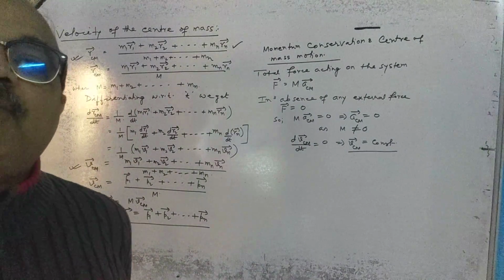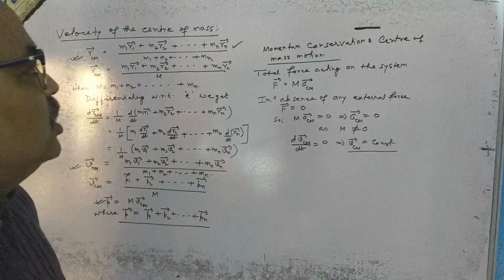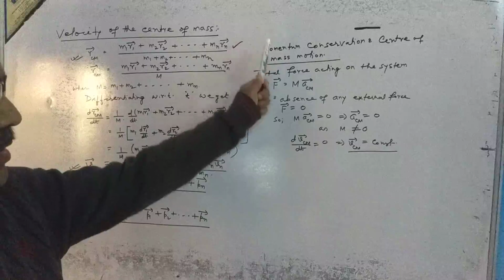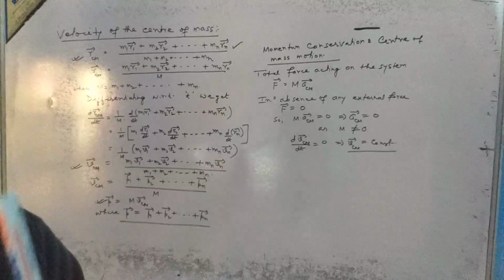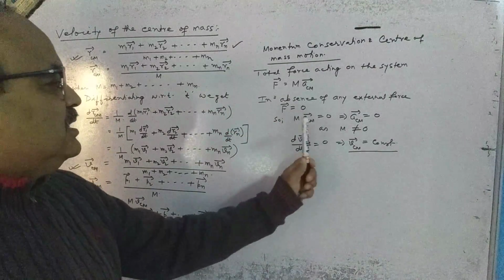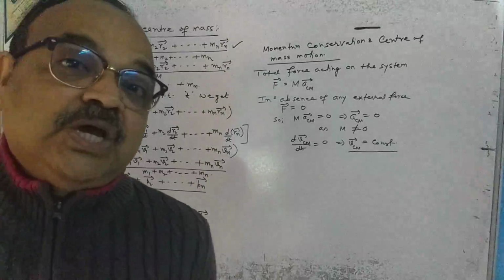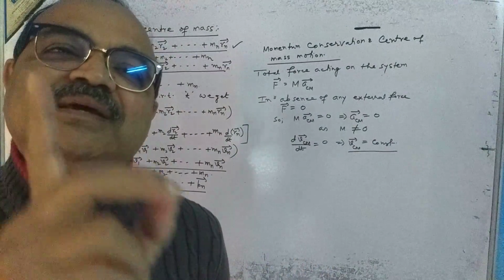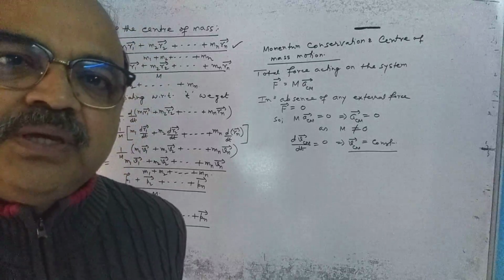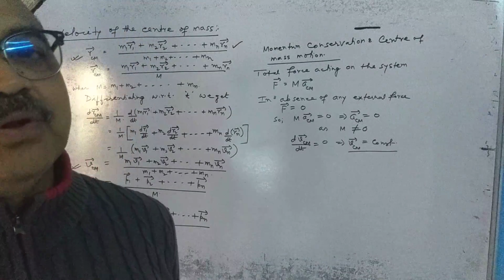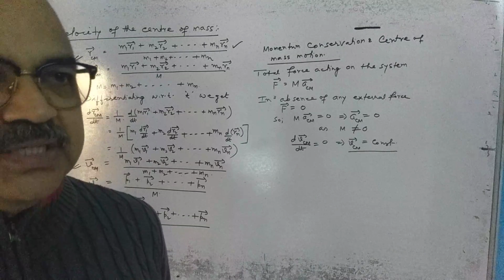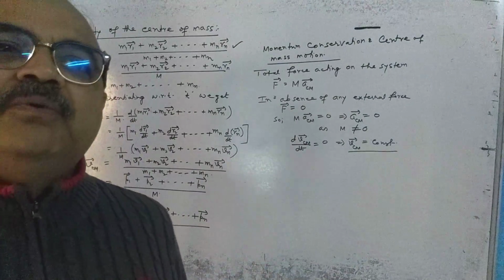Velocity of the center of mass will remain the same if no external force acts on a system. Very important conclusion we are getting. If no external force acts on a system, then the velocity of the center of mass, not the speed, the velocity of the center of mass will always remain constant. Alright, this condition also we are getting.